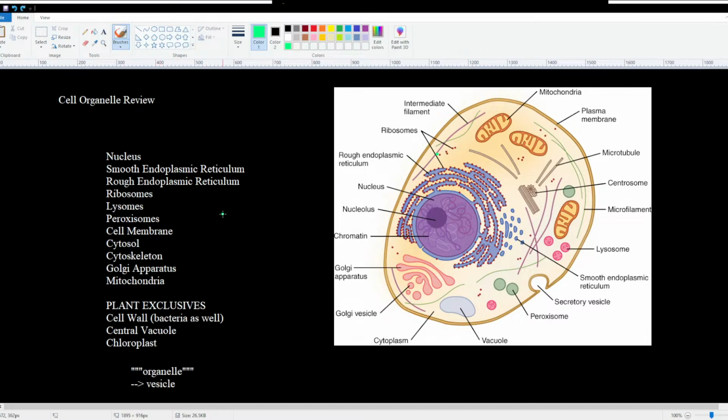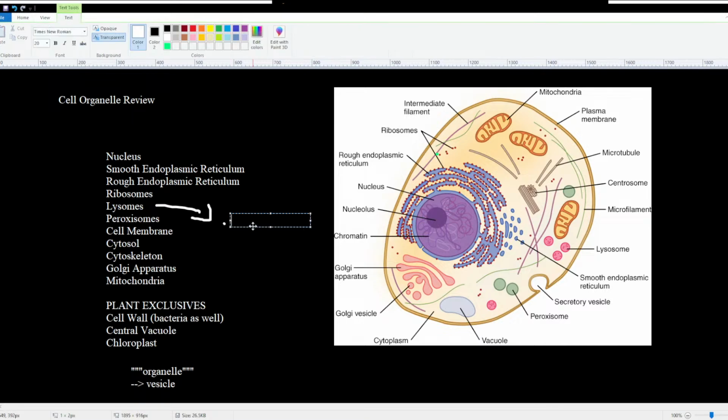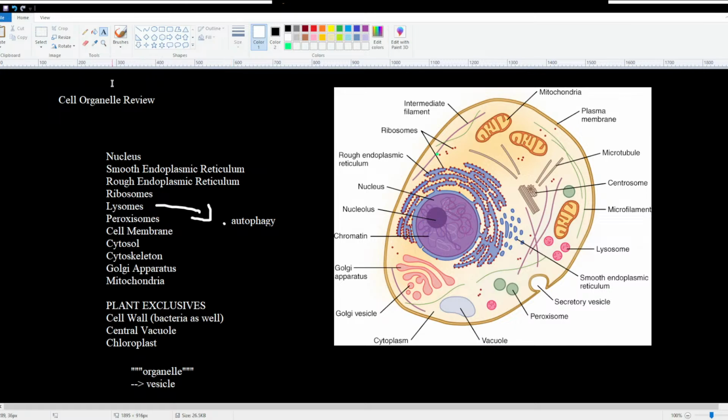So how about lysosomes? Lysosomes basically break down stuff that the cell doesn't need. Lysosomes also take part in something known as autophagy. So what does autophagy mean? Auto means self and phagy means to eat. So literally, lysosomes participate in self-eating, right?